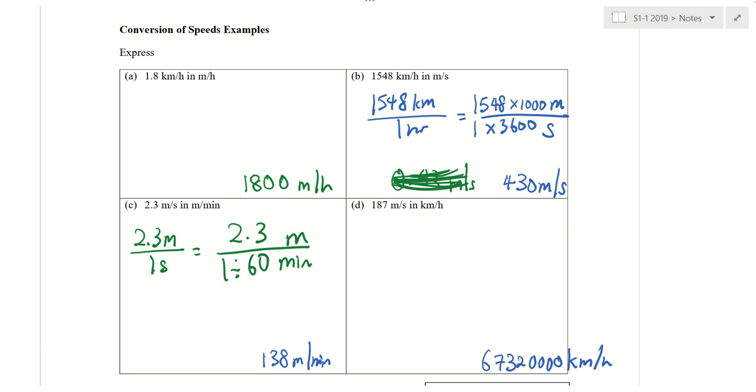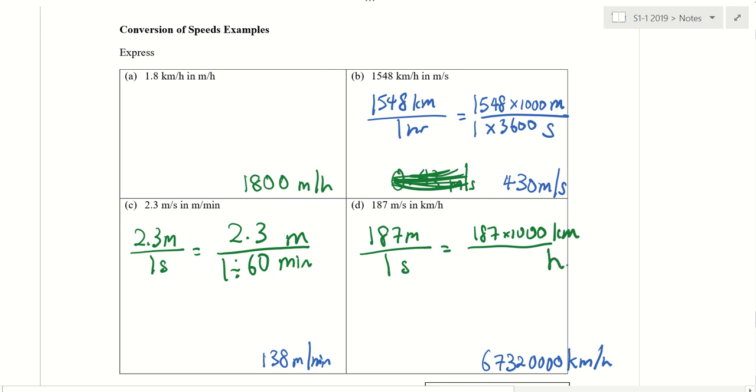Who else got this different answer? Okay, Ashley will start. Ashley, 187 meter in 1 second. Maybe I ask Tong Yi. Tong Yi, what do you do to get this particular number? Times 1,000. Alright, this is a typical mistake. I highlight the mistake for you to see.